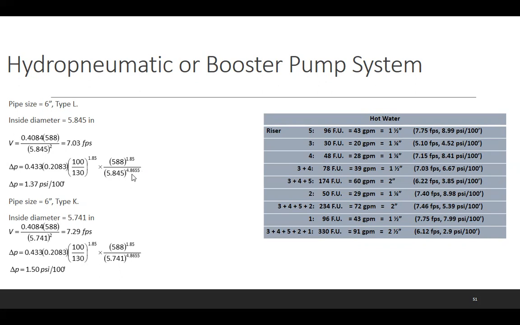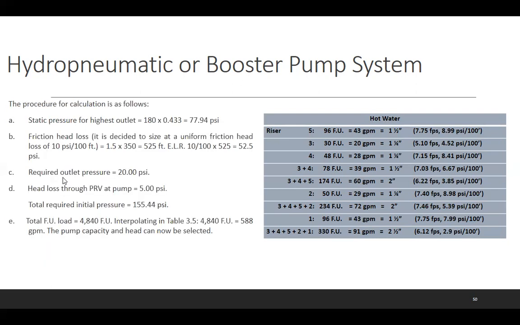For yung sa labas, bago pumasok ng pump, that is type K, 6 inches. Ang inside diameter mo is 5.741. So ang velocity mo 7.29. Delta P is 1 psi per 100 feet. Ito yung gagamitin mong pressure drop doon sa pipe, mula sa labas hanggang pasok sa pump. Ito naman mula sa pump hanggang sa hiwalayan ng hot and cold. Kung hindi ka gagamit ng uniform friction head, ito, so uniform friction head na 10 feet, ang lalabas mo total required pressure is 155.1.